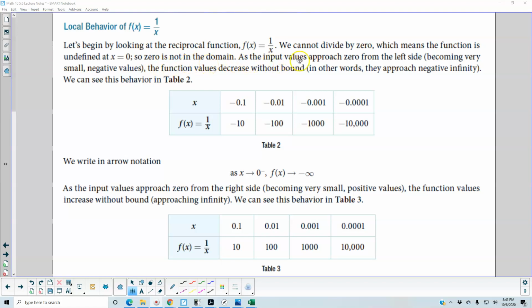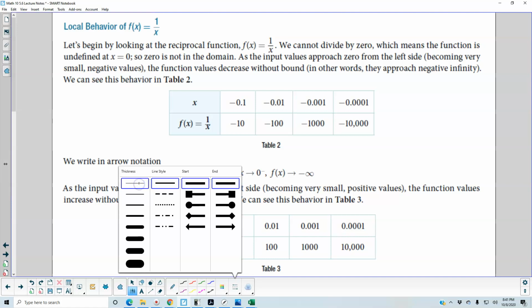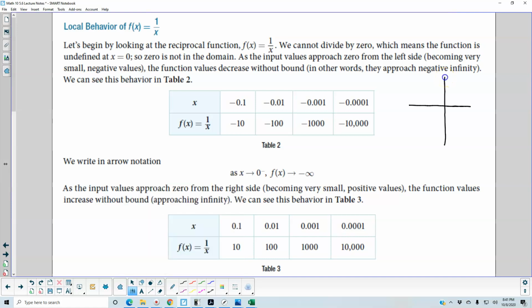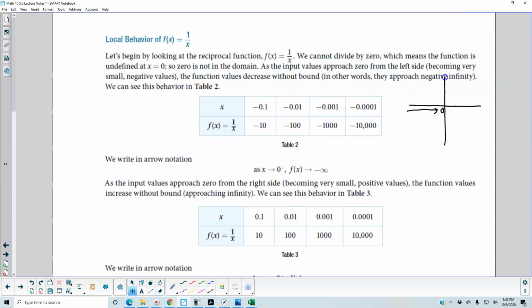As the input values approach 0 from the left. So what it's saying here is that if I think about the x-axis, and here is 0, as x is approaching 0 from the left, the function values decrease without bound.